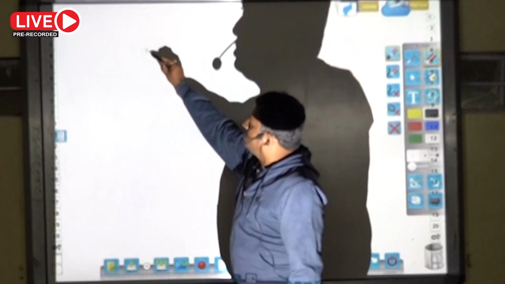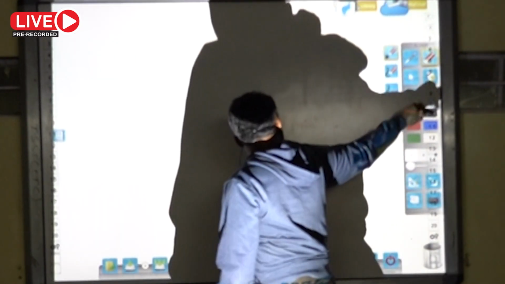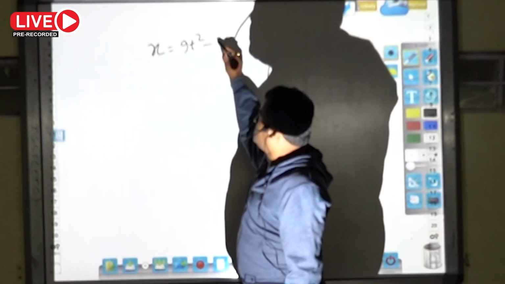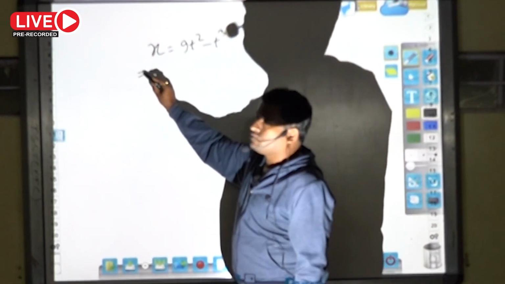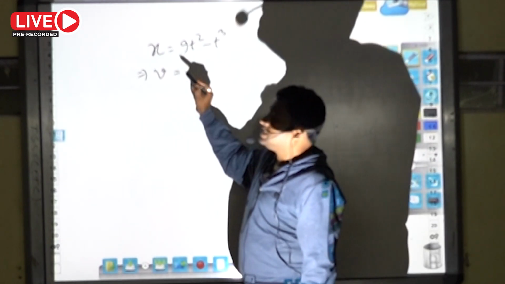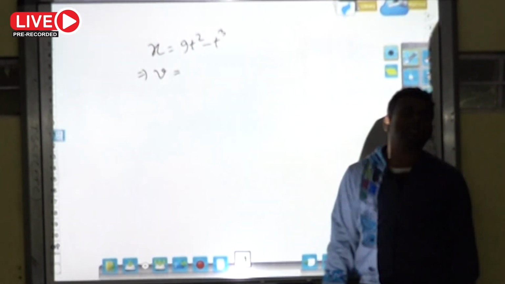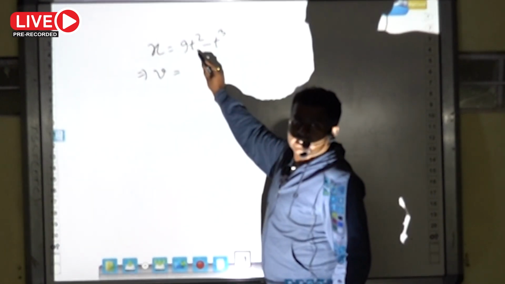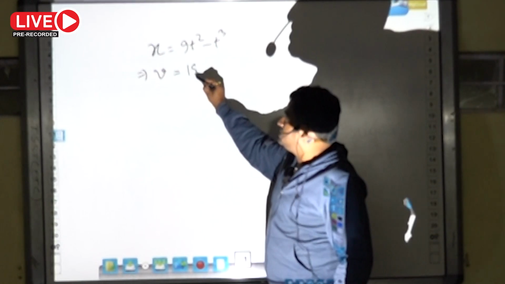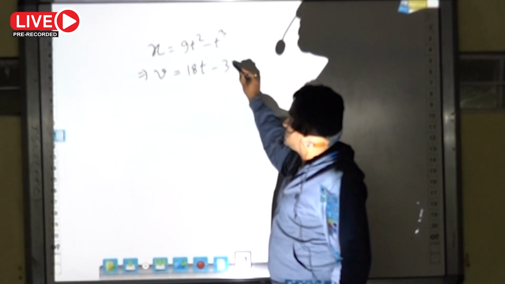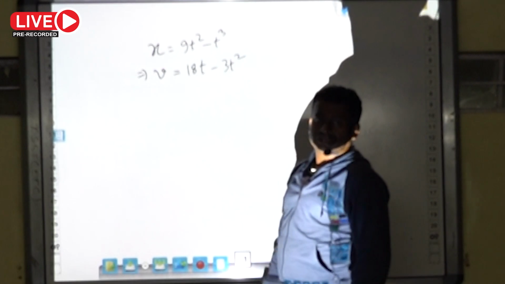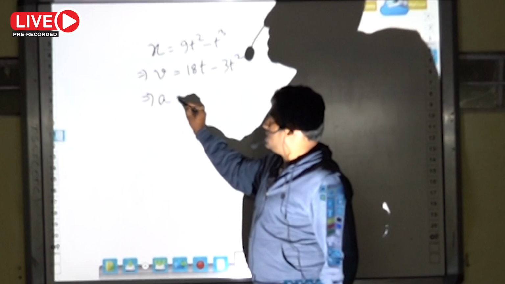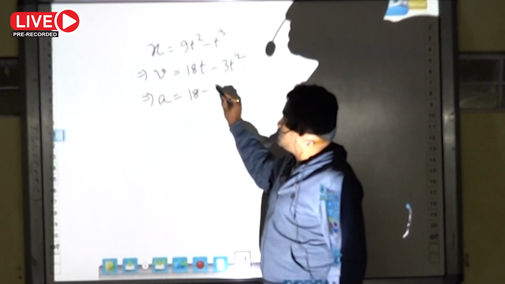It is given that x equal to 9t square minus t cube. So first you have to calculate the velocity, instantaneous velocity, by taking the derivative. So t square, its derivative will be 2t, so it will be 18t minus 3t square. Now you have to take the derivative once again to find the acceleration. Acceleration a equal to 18 minus 6t.